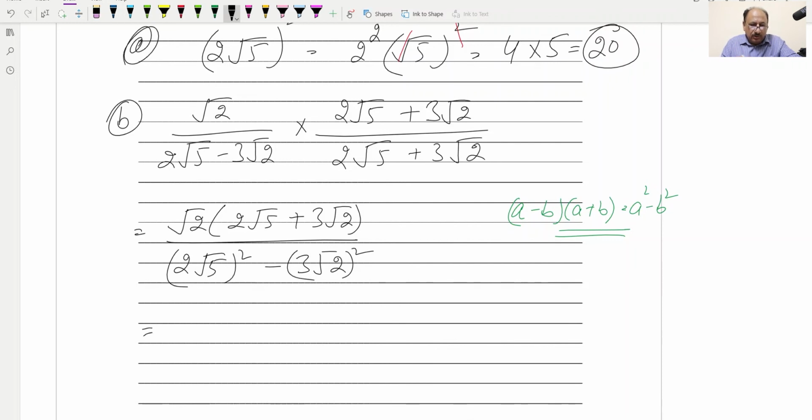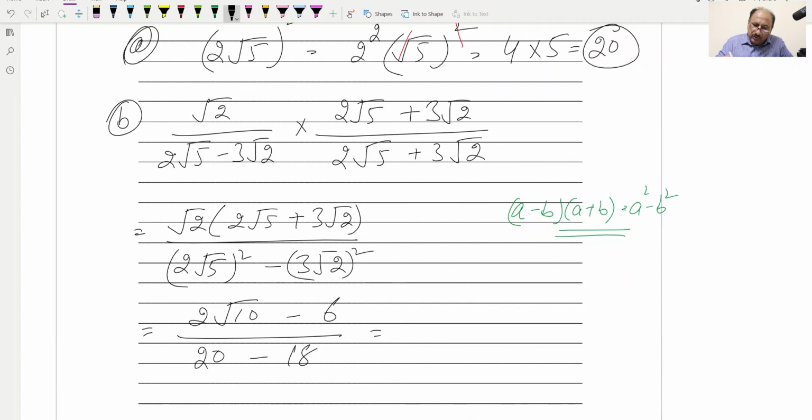This will be equal to, we can multiply this. So this will be 2 root 10 plus, 3 into root 2 into root 2 will be 2, so this will be 6 over here, and the denominator will be 2 root 5 squared, 2 square will be 4, 4 into 5 will be 20. So this will be 20 minus, 3 square will be 9, 9 into 2 will be 18.